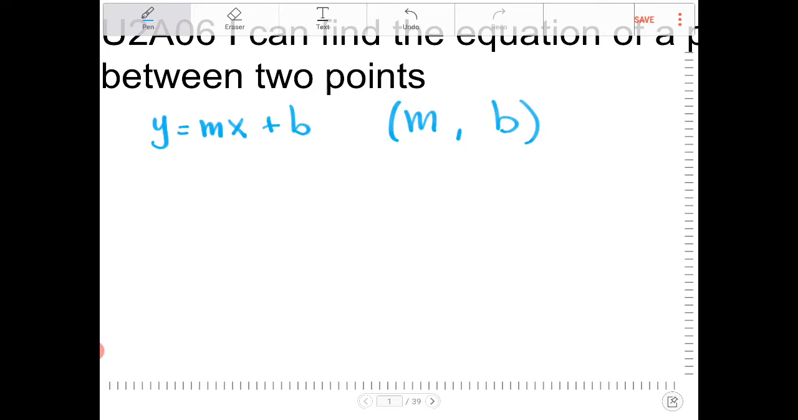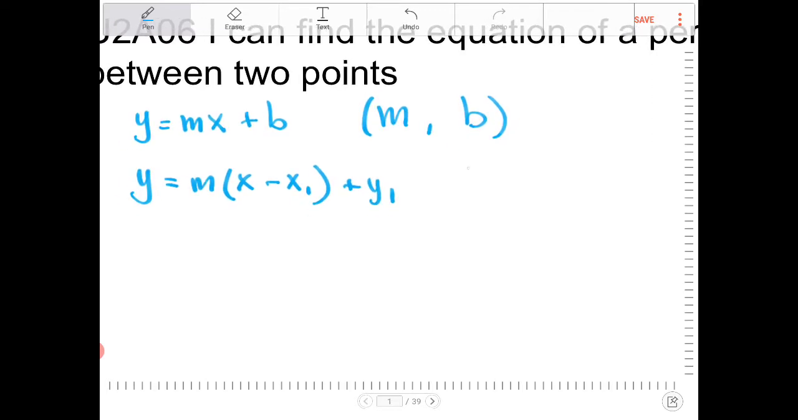An alternative way of writing the equation of a line can be expressed in this format here, and we call this the equation of a line in point-slope form. And here, you need two things. You need to know what the slope is, and you need to know what one of the coordinates on the line is.